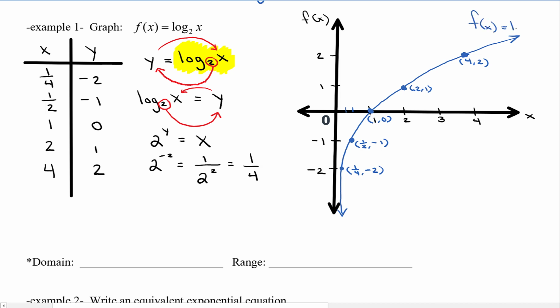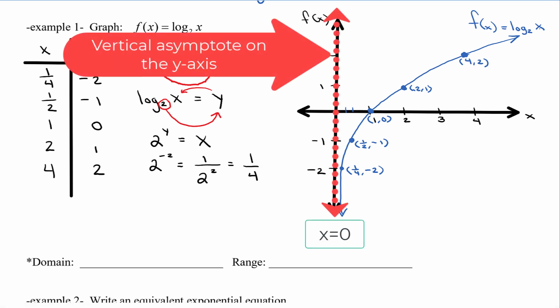Now let's find the domain and the range of this function. Let's start off with the domain. So here for this particular function, there is a vertical asymptote. That vertical asymptote is going to be right on top of the y-axis, and the equation of that vertical asymptote is going to be x equal to 0. So this means that our x values will be strictly positive.